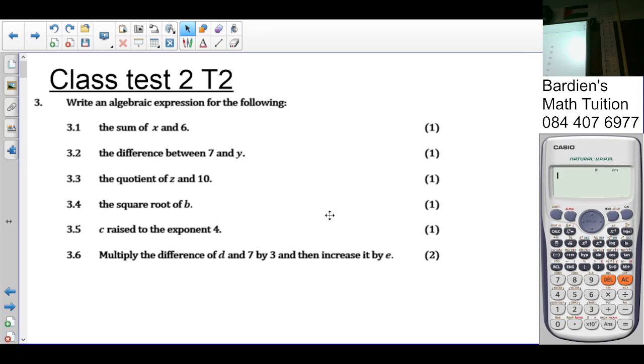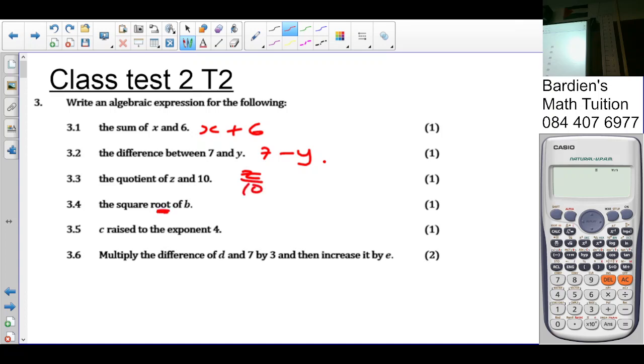It says write the algebraic expression for the following. The sum of x and 6. x plus 6, that was easy, no? Everybody got that right. The difference between 7 and y? 7 minus y. The quotient of z and 10? z divided by 10. No?